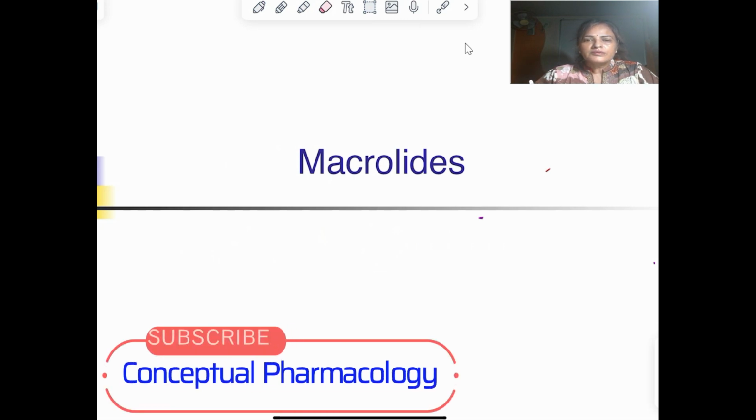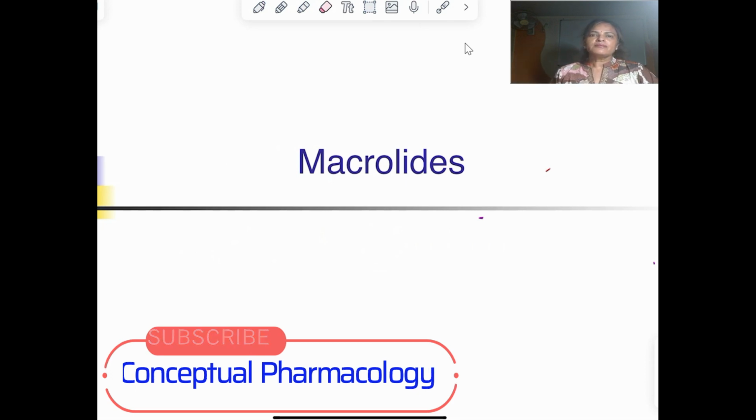Hello everyone. So today I have come with another topic of pharmacology from the antimicrobial agents, that is macrolide. So what is a macrolide?